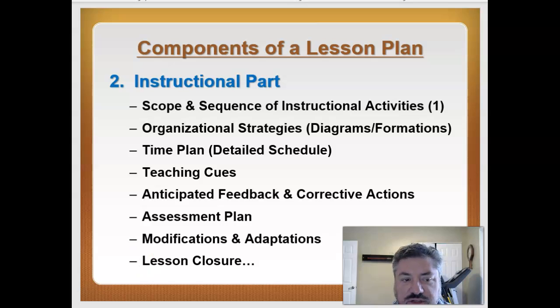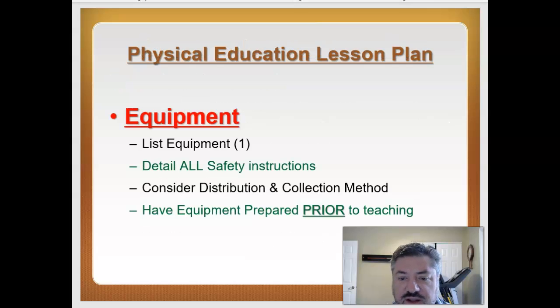So those are our two parts, our descriptive part and our instructional part. Let's go into a little bit more detail on each part. Equipment. First of all, list all of your equipment. Be specific, provide your quantity, consider your class size, consider what might be different. Next, detail all your safety instructions for your equipment. Then, how do you consider distribution and collection? Do you use a captain or a star to get the equipment?